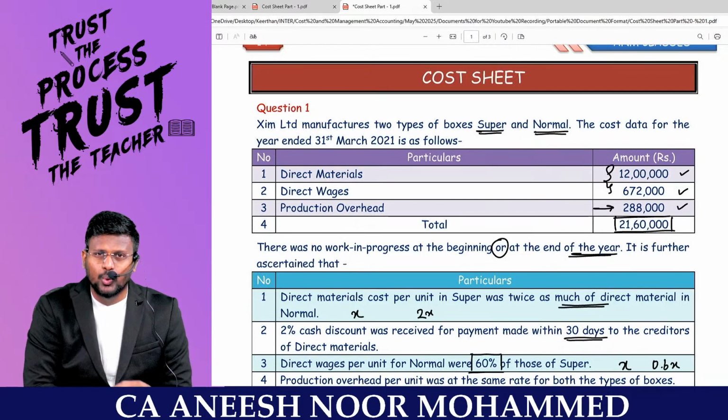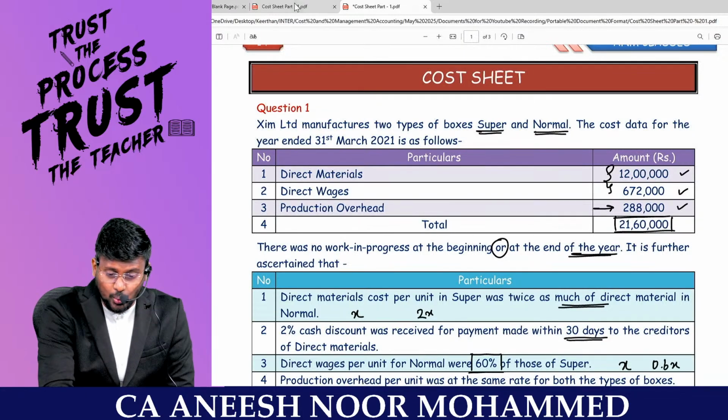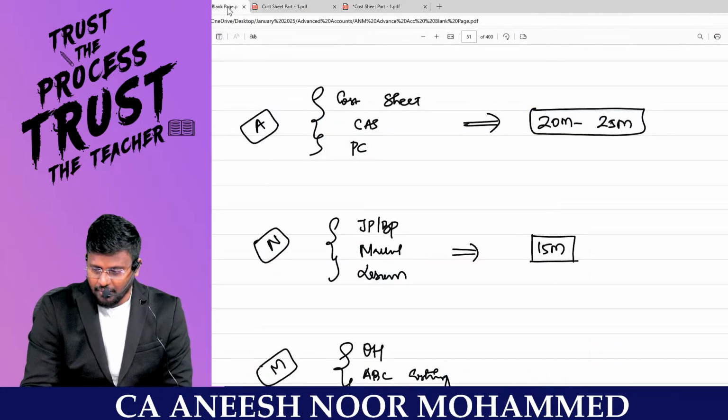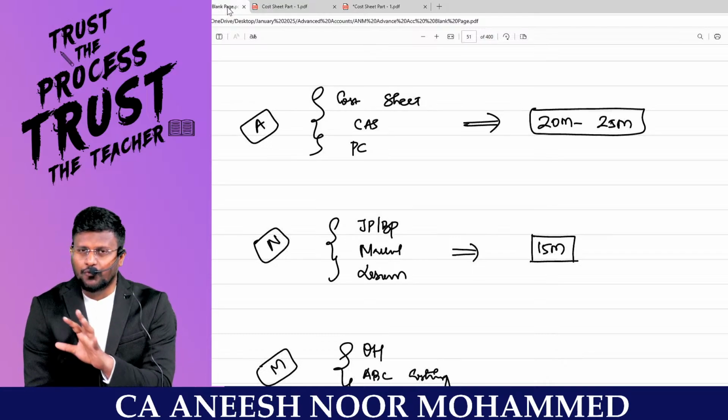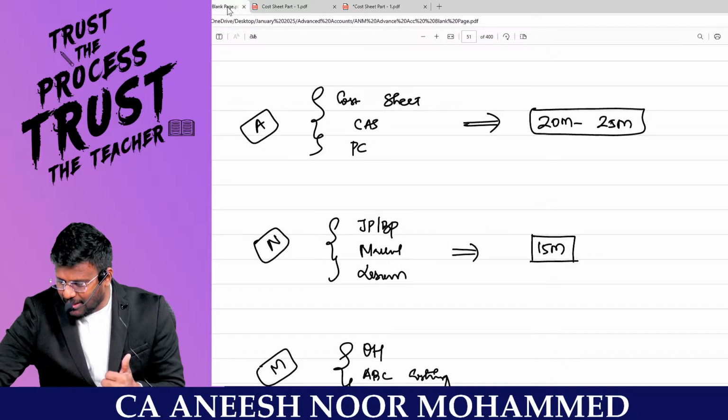Today I will be doing cost sheet. Tomorrow I will be doing cost accounting system. By this format, I will be moving further, my dear lovable students. So I hope that this will be useful for you, those who are going to write in the May examination.